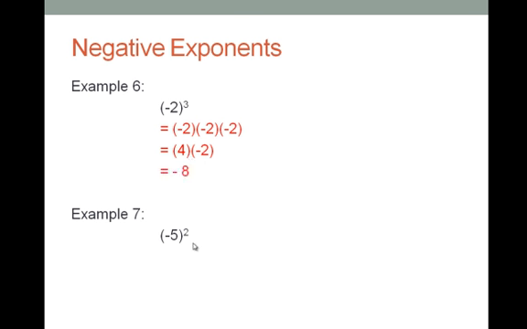Here I have -5 to the power of 2. So -5 times -5. So -5 times by itself 2 times. And negative and negative will give me a positive. 5 times 5 is 25.